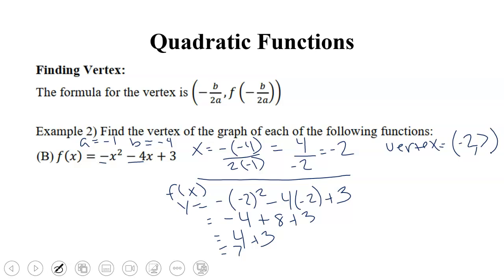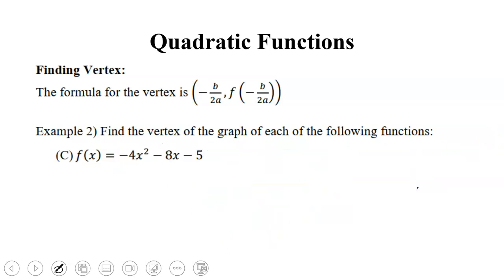Now, is this parabola going to be opening up or down? Well, let's look at A. Is A positive or A negative? A is negative. So I know that my parabola is going to be opening down because our A was negative.